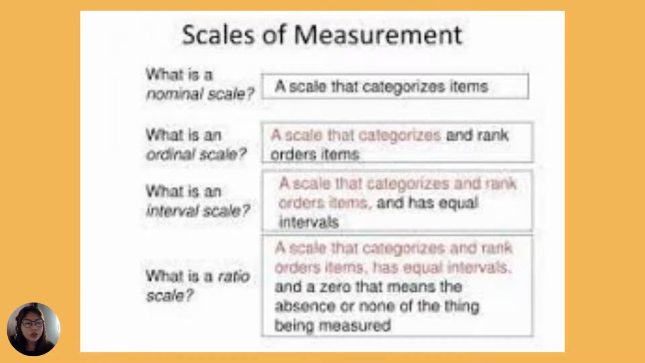Okay, so I have here examples of scales of measurement. So what is a nominal scale? A scale that categorizes items. Next, what is an ordinal scale? A scale that categorizes and rank orders items. And what is an interval scale? A scale that categorizes and rank orders items and has equal intervals. And what is a ratio scale? It is a scale that categorizes and rank orders items, has equal intervals, and a zero that means the absence or none of the thing being measured.